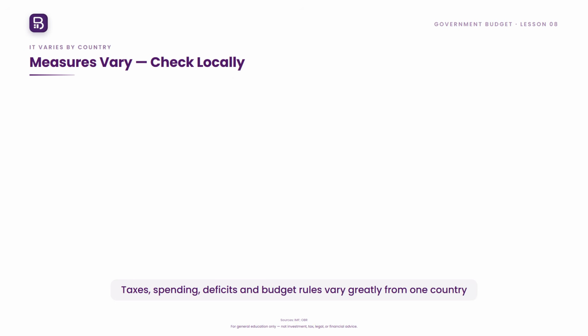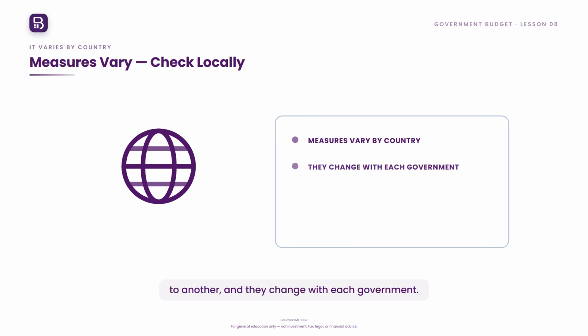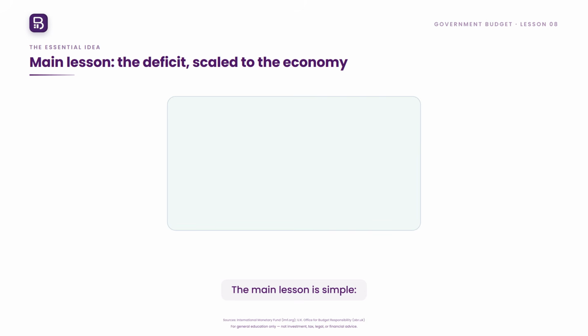Taxes, spending, deficits, and budget rules vary greatly from one country to another, and they change with each government. Public finance involves genuine political debate, so treat these examples as illustrations rather than recommendations, and check what applies where you live. The main lesson is simple.